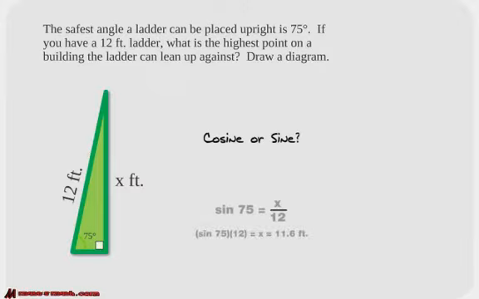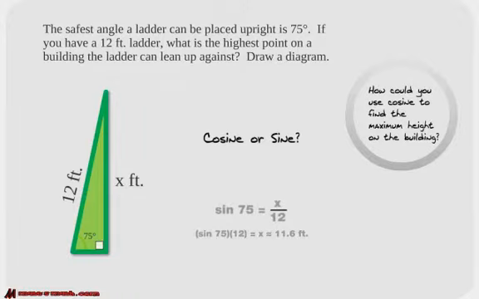Now, notice here we're cross multiplying 12 times the sine of 75, okay, in order to find x there. Get rid of that 12 on the bottom, multiply it by the other side. So on your calculator, what you can do is simply put sine of 75 and then multiply that by 12. And that gives us about 11.6 feet. So what we're saying here is that ladder, even though it's 12 feet, can only go up 11.6 feet on that wall at its safest angle of 75 degrees.